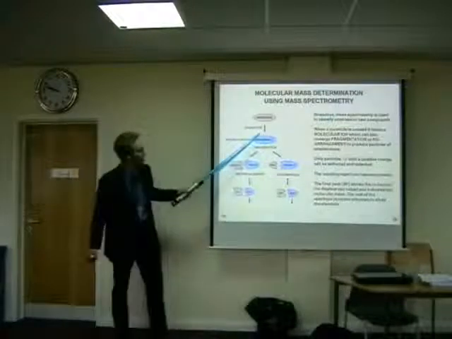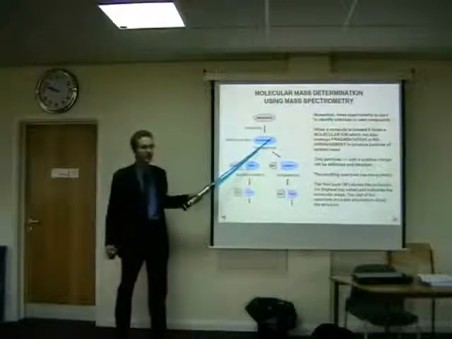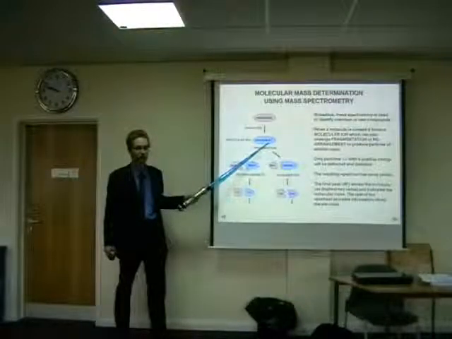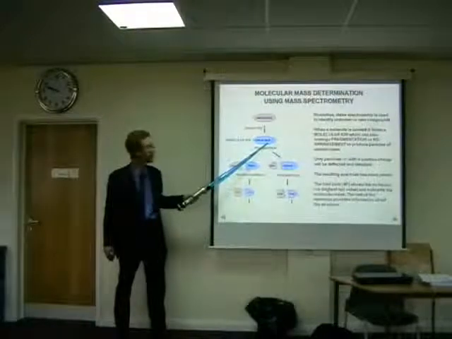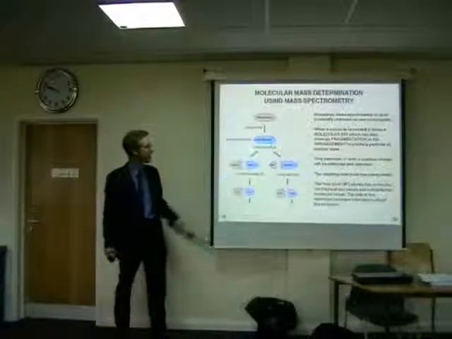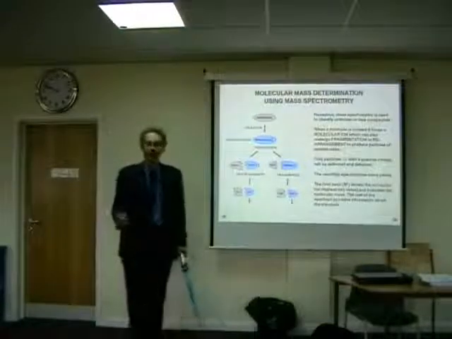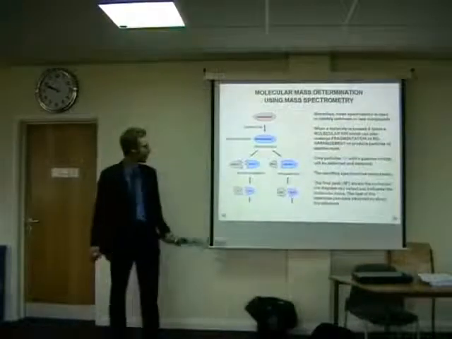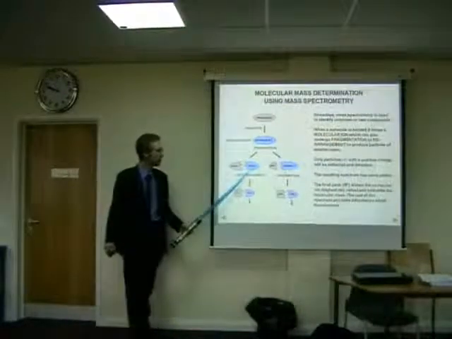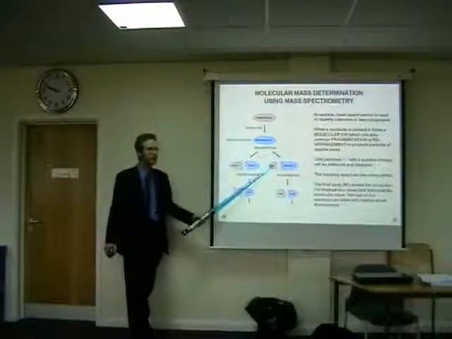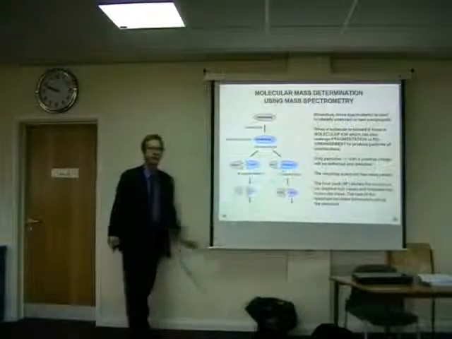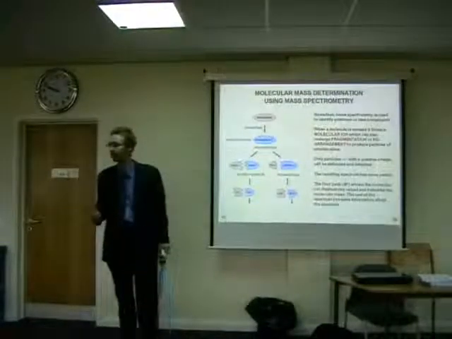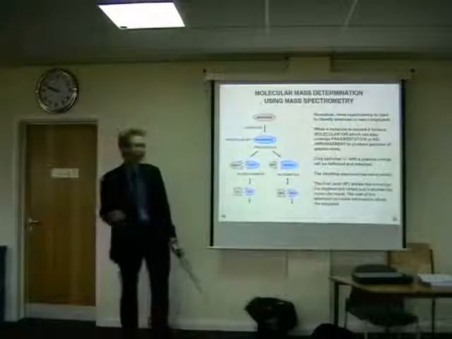So what this symbol means, this plus and this dot, is that the plus means it's an ion, and the dot means it's a radical. Does that make sense? So the molecular ion is an ion and it's a radical. After that, the molecule can split up, and you can get a radical and an ion. You get different splitting occurring depending on where the molecule has lost an electron. Does that make sense?